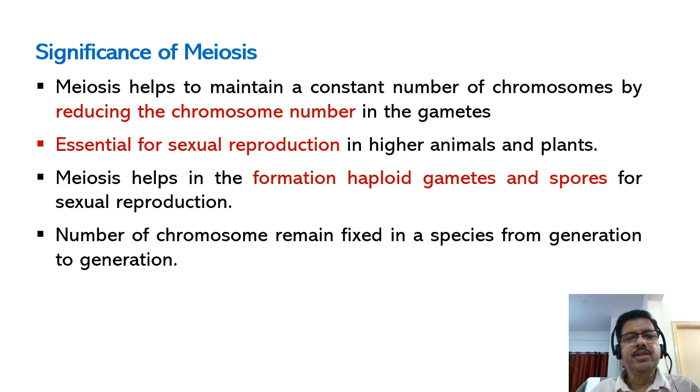Now coming to the significance of meiosis. Meiosis helps to maintain a constant number of chromosomes by reducing the chromosome number in the gametes. It is essential for sexual reproduction in higher animals and plants. Meiosis helps in the formation of haploid gametes and spores for sexual reproduction. The number of chromosomes remains fixed in a species from generation to generation.